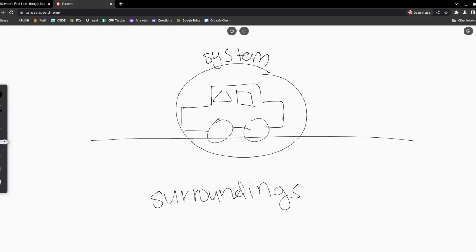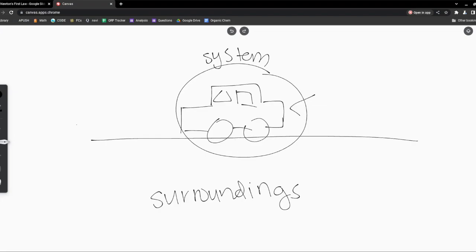So if a force from the surroundings acts upon the system, let's say that you pushed it, right? Then that is an external force acting on the system. If it was within the system, let's say that one of the wheels broke off, it's still within the system because our system was defined as the toy car.